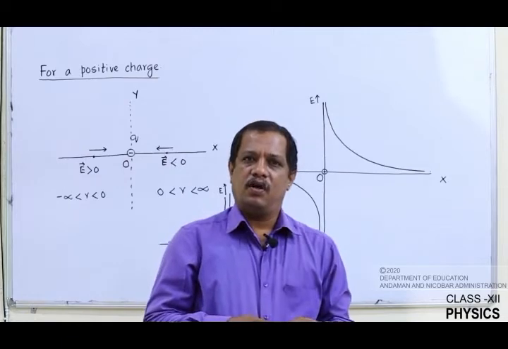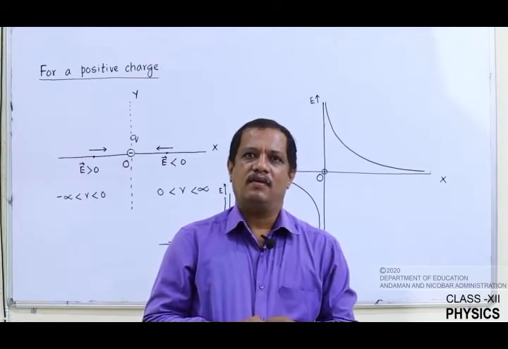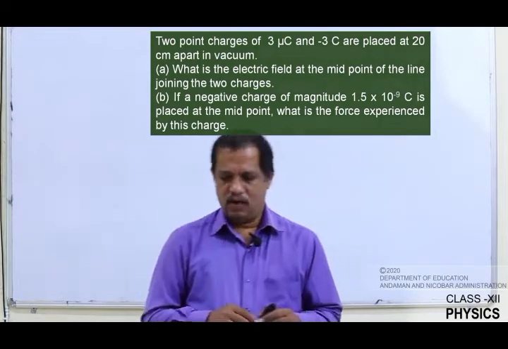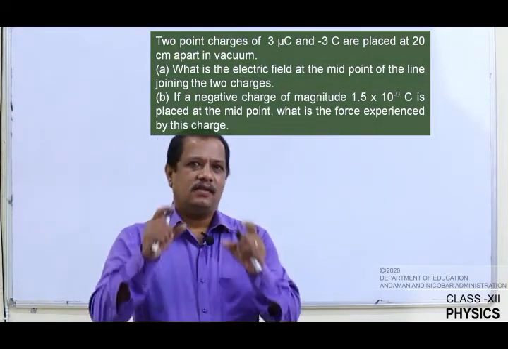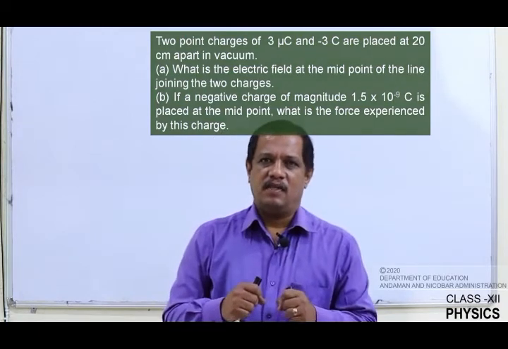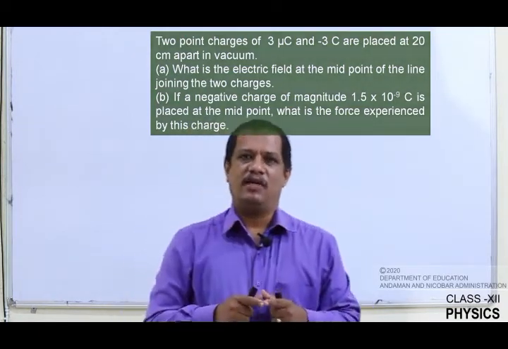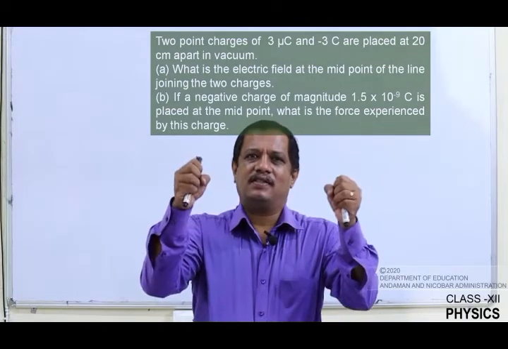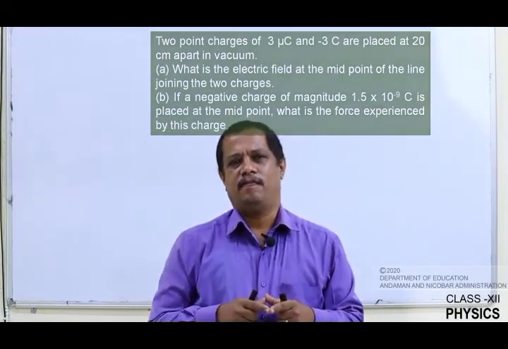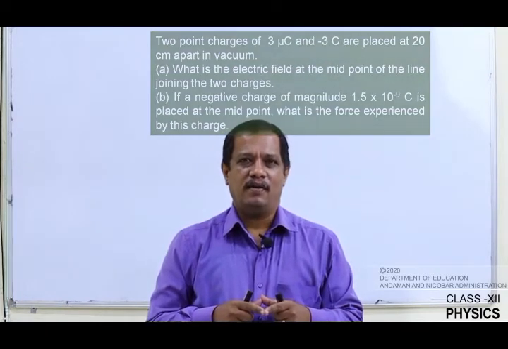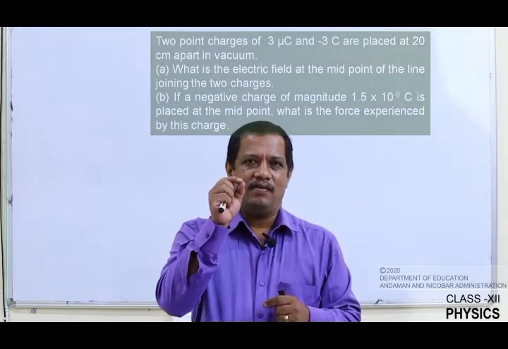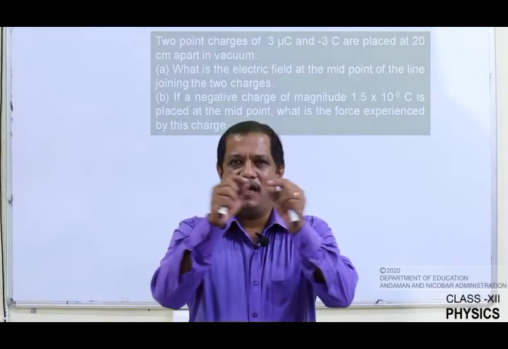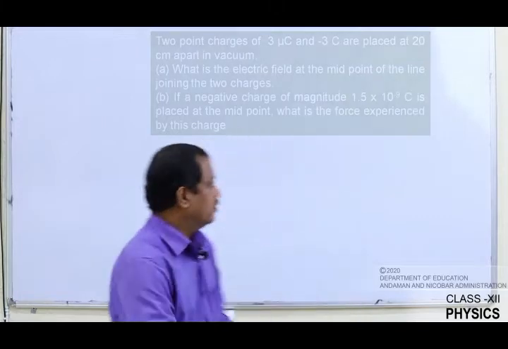Let's move on to solve a problem to calculate electric field. Let us assume that we have two point charges. One is plus 3 microcoulomb, the other one is minus 3 microcoulomb. These two charges are fixed at a distance of 20 centimeter. I want to calculate the electric field right at the midpoint of the line joining the two charges. Let us see in the diagram.